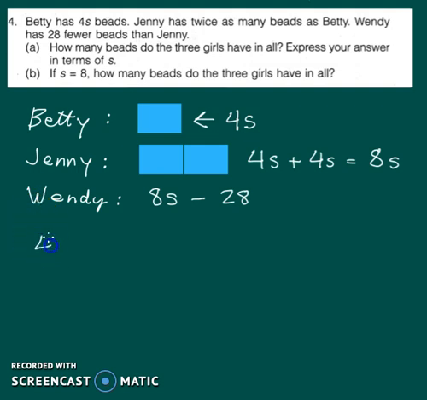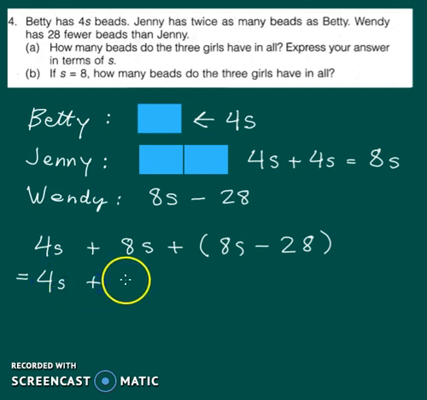Well, Betty has 4S beads. Jenny has 8S beads. And finally, Wendy has 8S beads minus 28. So she has 28 fewer than 8S beads. So let's see here. We know that addition is associative, which means that the order that you add them in doesn't matter. So we can take these brackets off. So we can just rewrite this as 4S plus 8S plus 8S minus 28.